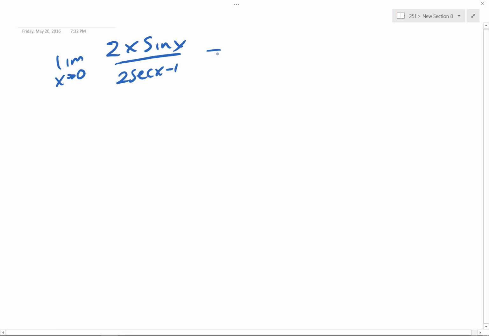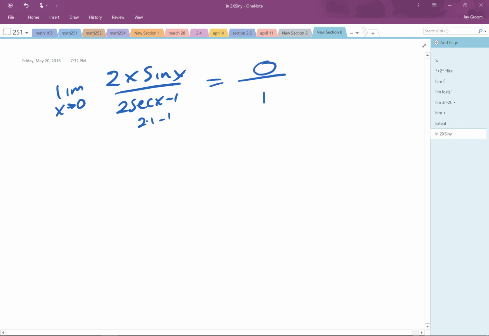Okay, well, the top is clearly 0. The secant of 0 is 1. So 2 times 1 minus 1 is 1. So here's the question. Do you need L'Hopital for this guy, or is it in fact okay to just go ahead and use your regular limit rules? And the answer in this one is no, I don't need it, because it's only if it's of the indeterminate form.